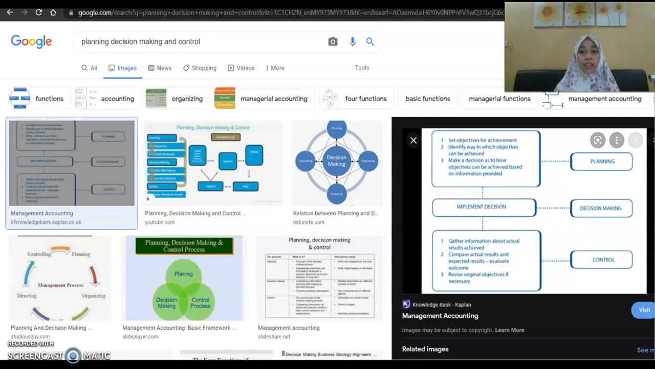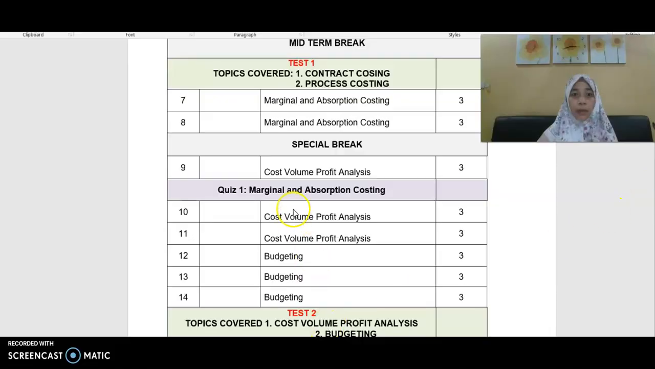The next topic that we will have is budgeting. After your CVP analysis, you go into budgeting. That's basically the last topic under MAF201. Budget is basically you plan ahead. Let's say you want to know how much sales we are going to make in the future. That relates to your production: how many units we need to produce, and then how much is the cost.